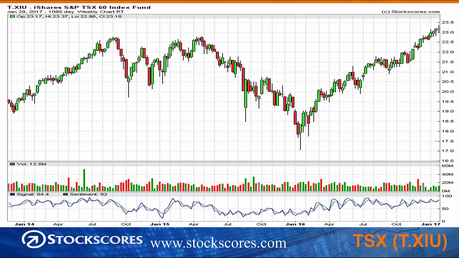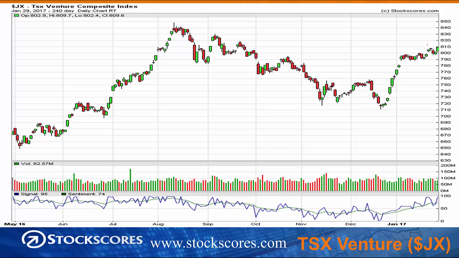As long as it doesn't penetrate and break down through the bottom of the channel, this remains a bullish chart in the short term. Longer term, we are in a nice upward trend line, very clean, maybe a little overextended as we've touched the top of that. So it wouldn't surprise me if we pulled back like that. But again, until that longer term upward trend line is broken, stay bullish on Canadian stocks.